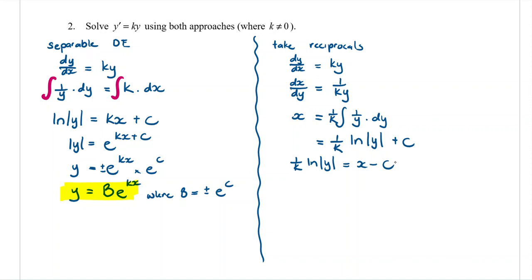Wait, we're minusing c now? I thought it stays plus. That is true, but it doesn't actually matter. I'm going to take it all out of there anyway. You can make it a plus if you want to, because then I'm going to times my k across the other side.